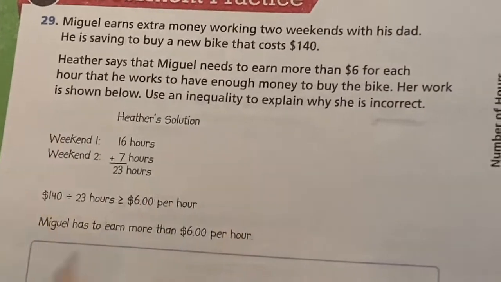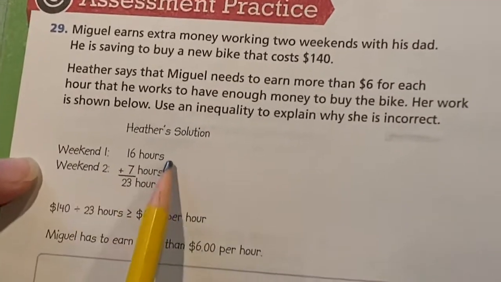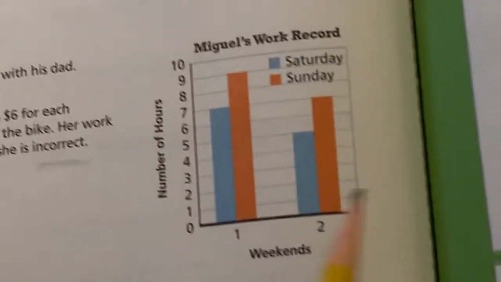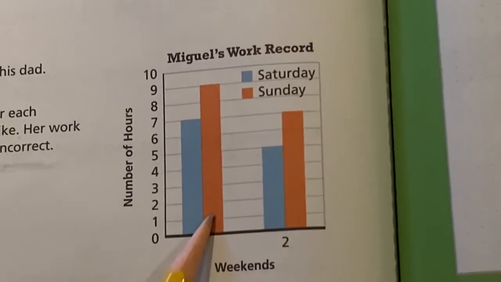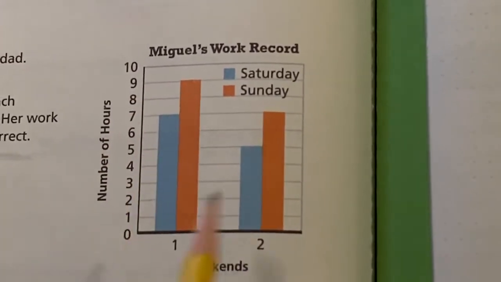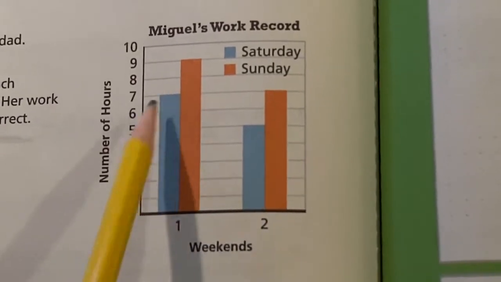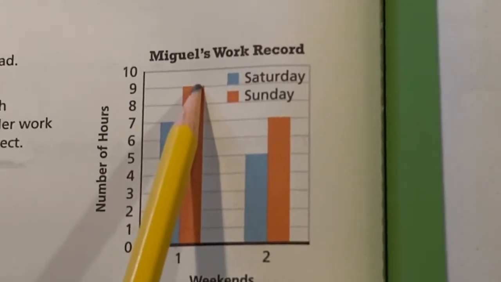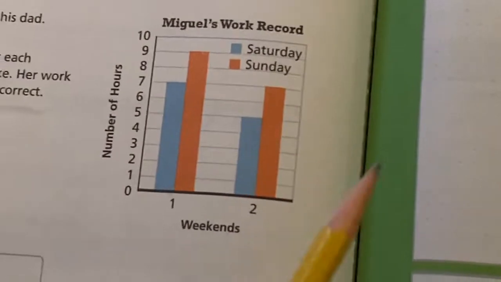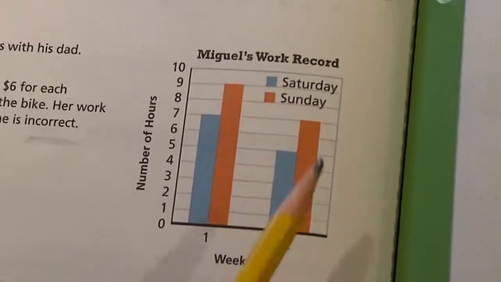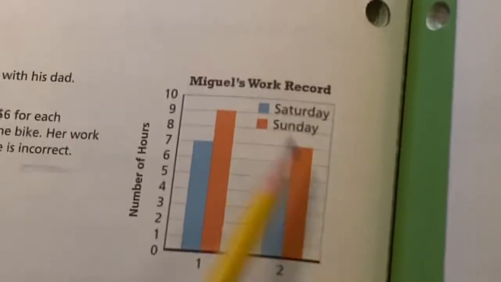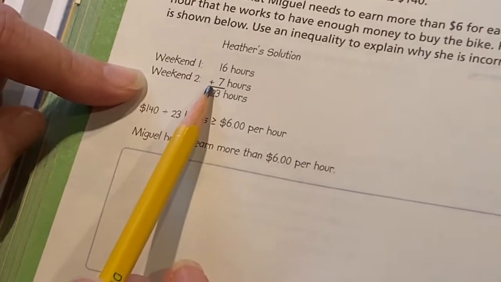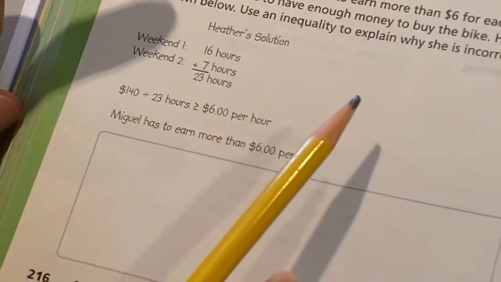Okay, let's see. Here's Heather's solution. Heather says, well, in weekend 1, he works 16 hours, and in weekend 2, he works 7. We can see that that's true from this chart over here, right? Because blue is Saturday, orange is Sunday. So if you add them together, you can see that in weekend 1, there's 7 on Saturday and 9 on Sunday, which equals 16. And then on this one, it's 5 on Saturday and 7 on Sunday, which is 12. Uh-oh. She forgot to count Saturday, so I know she's going to be off.